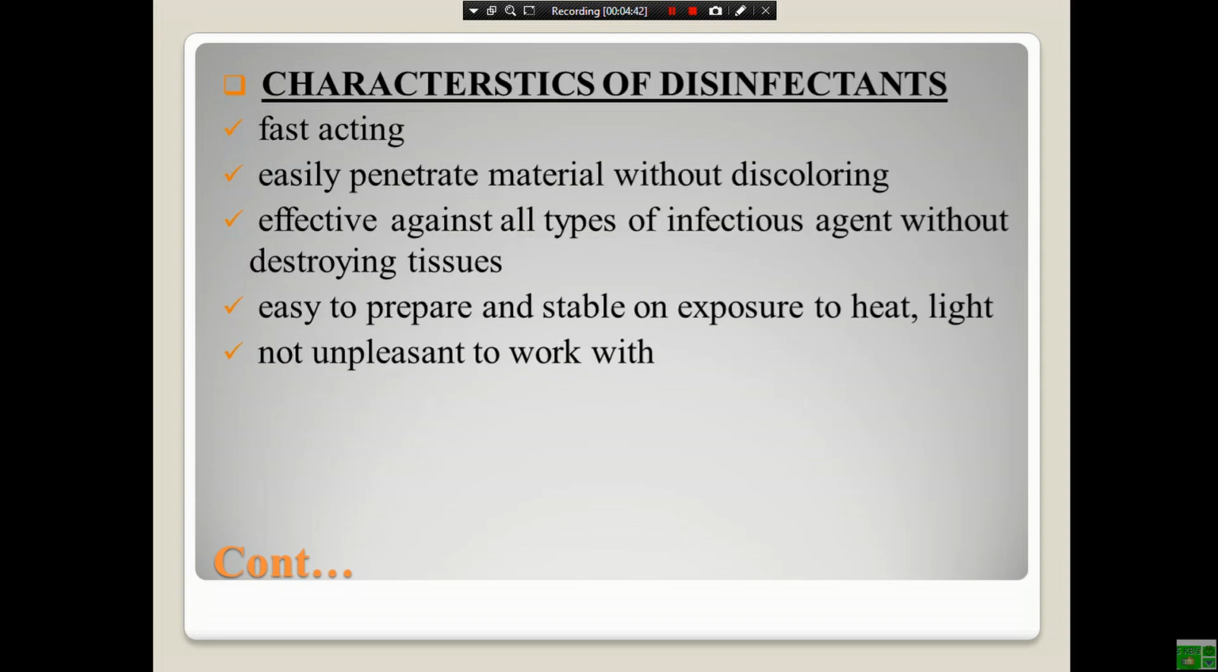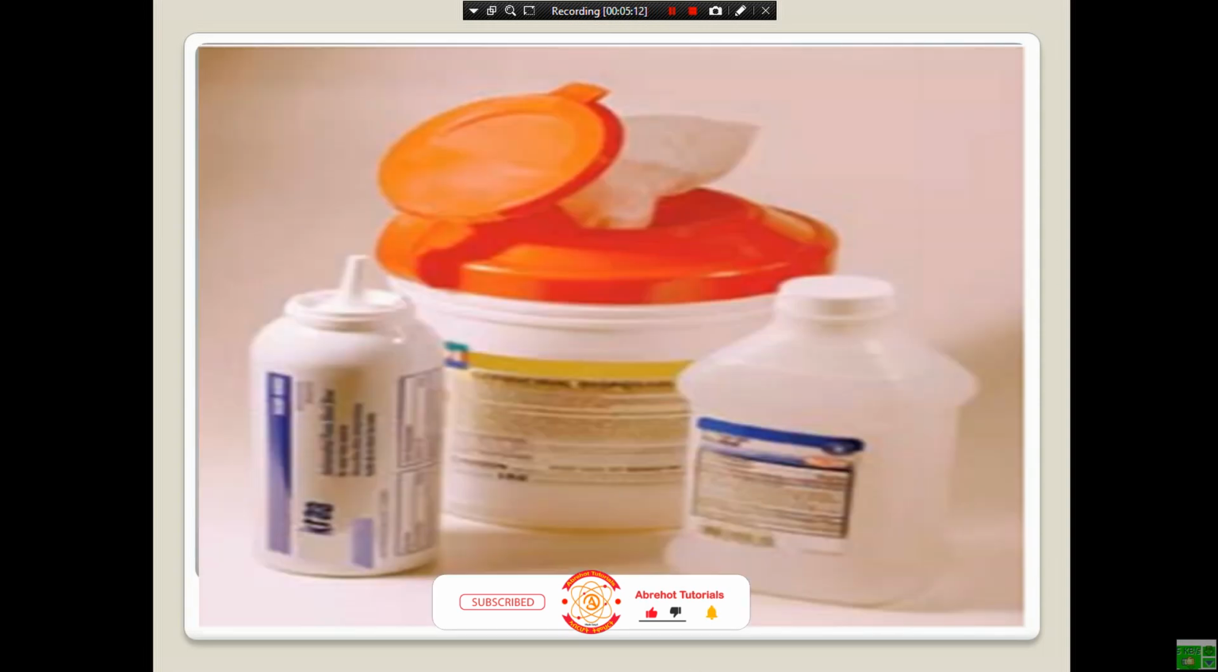Students, there are a lot of characteristics of disinfectants. Disinfectants are fast acting. They easily penetrate material without discoloring. They are effective against all types of infectious agents without destroying tissue, they are easy to prepare, and they are stable on exposure to heat and sunlight. They are also not unpleasant to work with. These are some pictures showing disinfectants or chemicals, taken from your textbook.